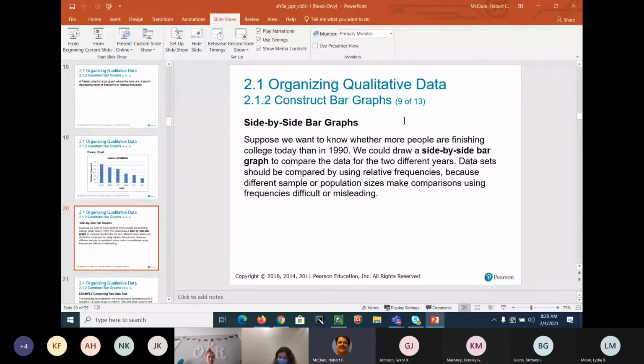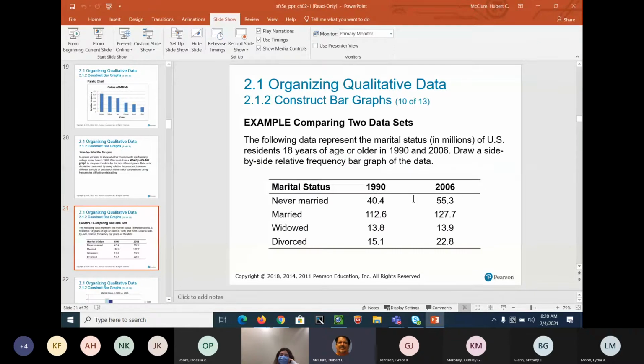Again, I'm not going to test you, and I doubt very seriously you'll be tested on a standardized test. The only reason you need to know this is if you're going to go into another probability and statistics based class. But side by side, two different sets of data. And here is an example.